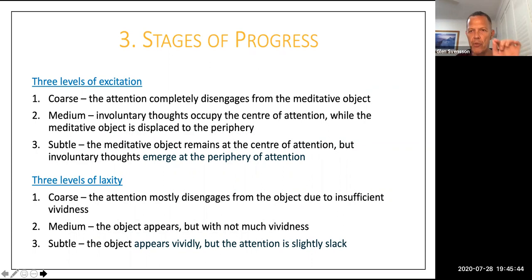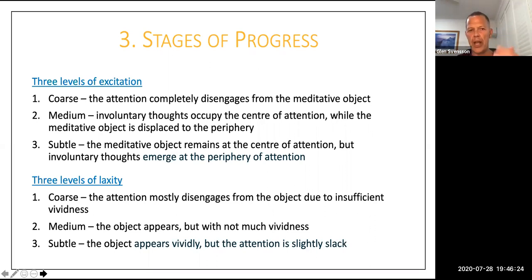Medium excitation is where we start to get pulled away by something, and we're mainly focusing on that and just a little bit still holding on to the object. Whereas subtle excitation is the reverse. We're mainly focusing on the object, but there's a little bit of background noise still going on that's pulling our attention a little bit. So that's subtle excitation. Medium laxity is where the object appears, but there's not a lot of clarity or vividness. It's there, we're on the object, but it's not very clear. Subtle laxity is where the object is very clear, but our attention is slightly slack.